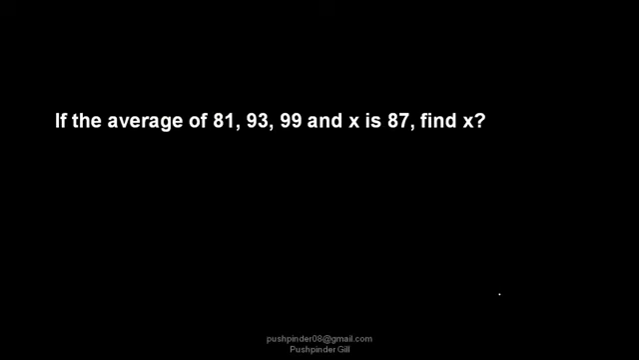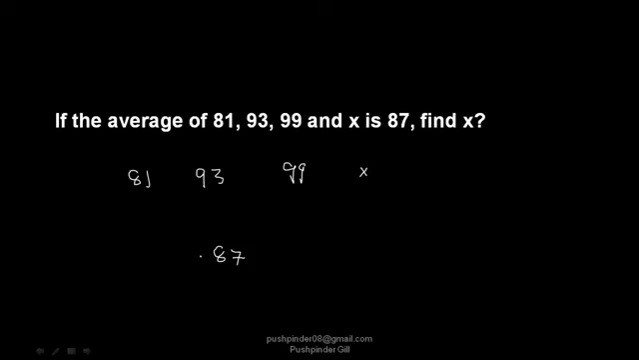Now let's see this question. The average of 81, 93, 99 and x is 87. He's asking you to calculate the value of x. Now you know what? Instead of adding all these numbers, dividing by 4 and then equating to 87, you can very well say that these are the four numbers, 81, 93, 99 and a number x, whose average is 87. So if 87 is the average, that means the negative deviations will be equal to the positive deviations, or the sum of all the deviations will be 0.